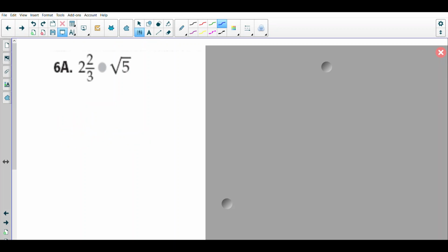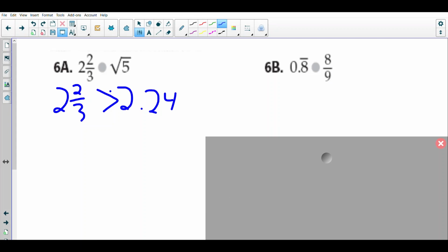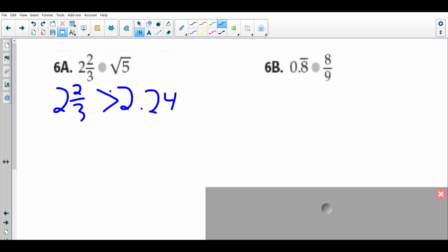Okay. Again, really quick, square root of 5 is 2.24. That is less than 2.6 repeating, so I'm going to write 2 2/3. And then 8 divided by 9 is also 0.8 repeating, so those are equal. Okay, so I'm just using my calculator to double check.